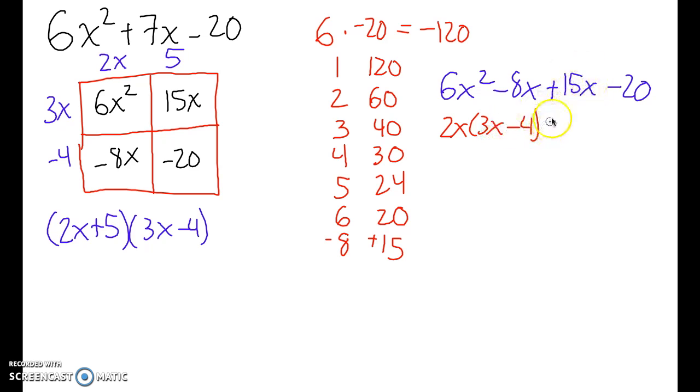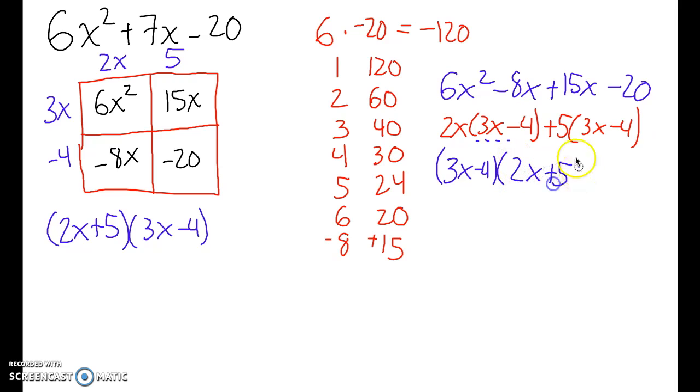Over here, I'm going to take the sign of this one, so it's going to be plus 5. And then what's left is 3x minus 4. And I notice once again, this binomial is the same as this binomial here. So what I can do is actually just factor out that binomial. So I'm going to have 3x minus 4 times the quantity 2x plus 5, which is the same answer we had before, just with a different method.